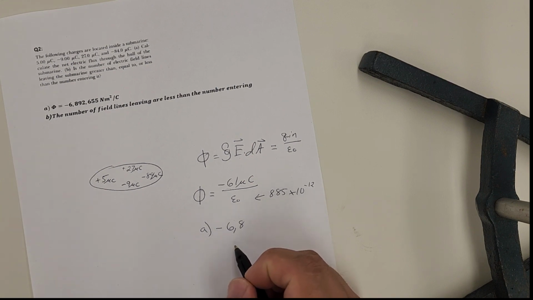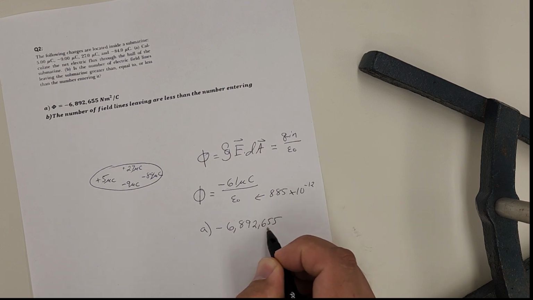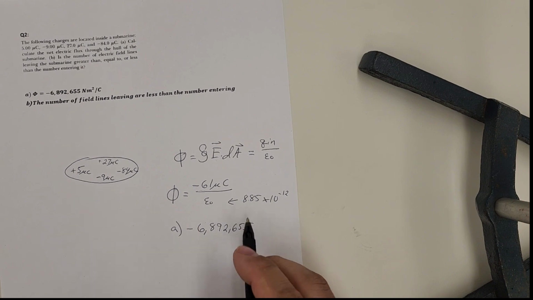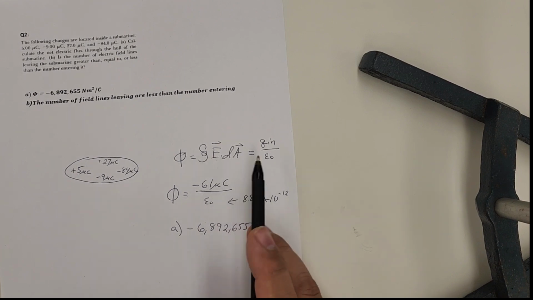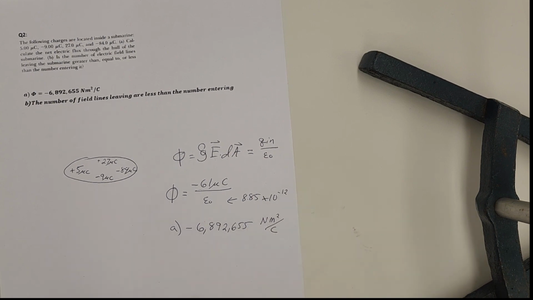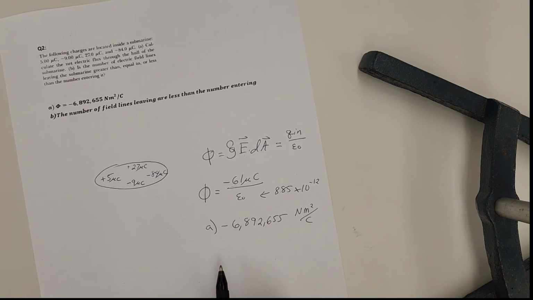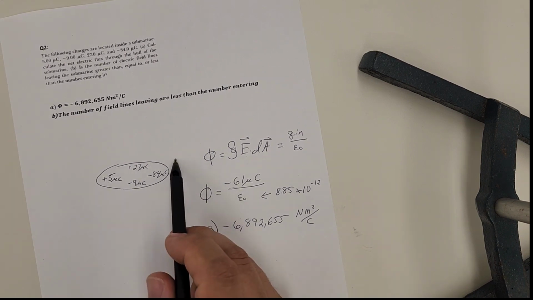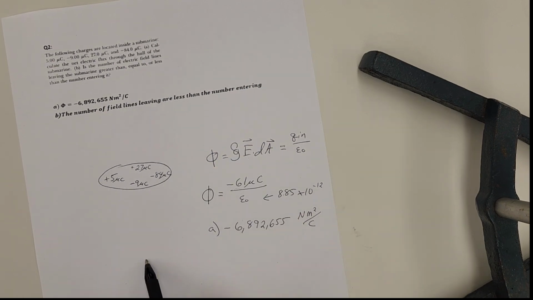So in the answer here I have 6,892,655. And it's flux once again, which means we're going to have electric field in an area, so we'll have newtons meters squared over coulombs. And that's our answer for part A. Being the overall charge inside was negative, it just means that the flux is negative. More electric field is being pulled inside than what is being released.